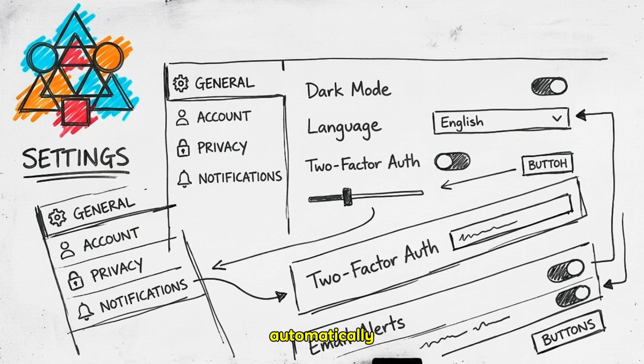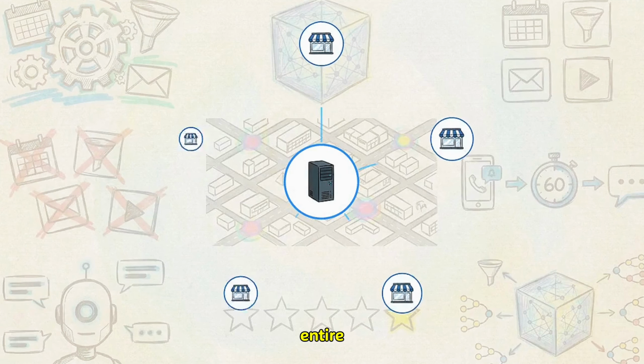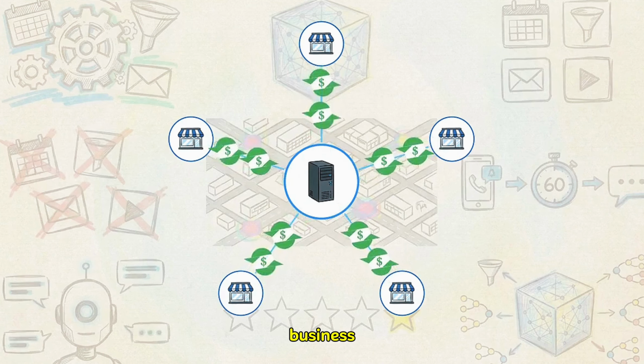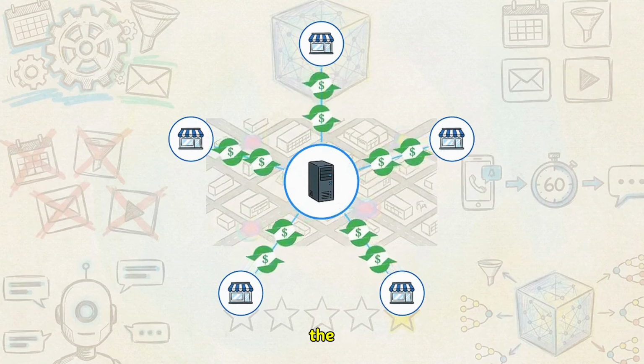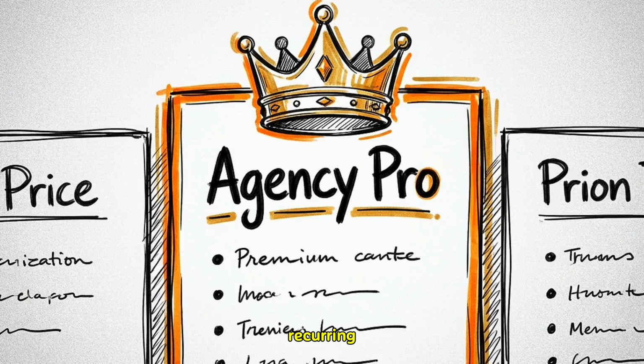For Step 8, navigate to Agency Settings. By uploading your own brand assets, you can white label the entire platform. This shifts your business into a SaaS model, where you can provide this software to your own clients for a monthly recurring subscription. Accessing these white label features requires the Agency Pro tier.